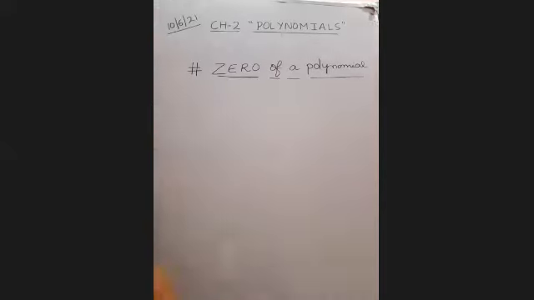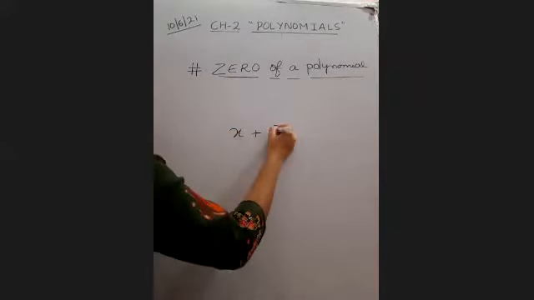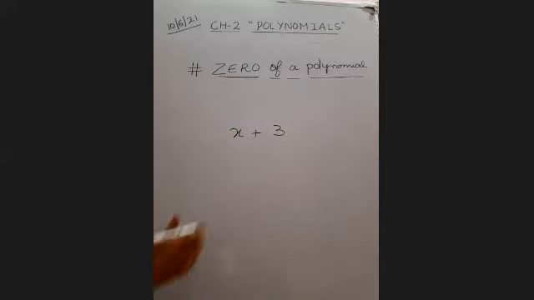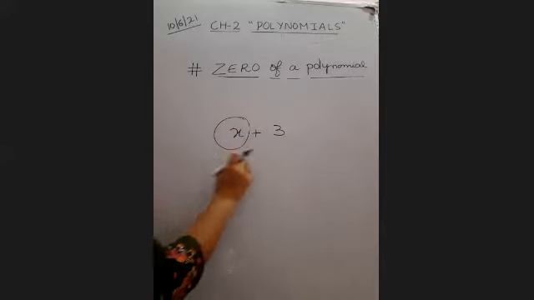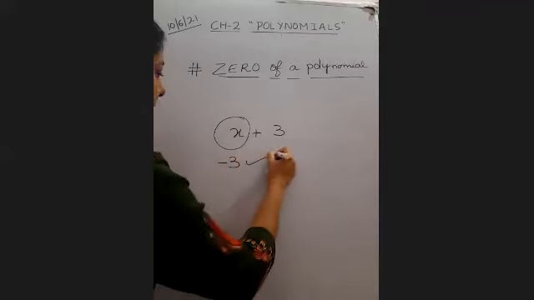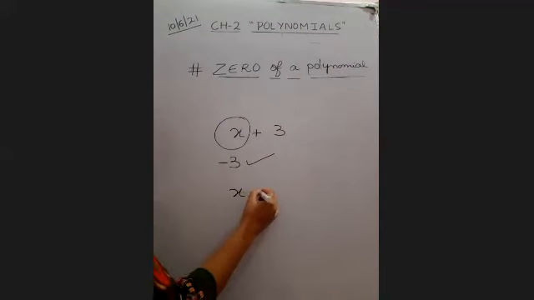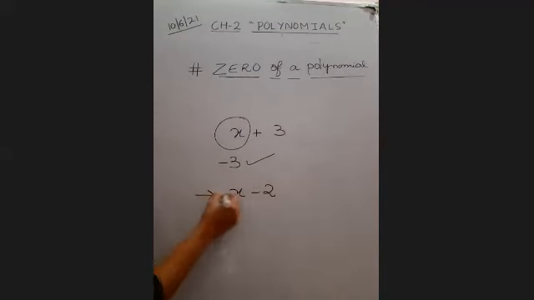For example, if I have this, can you tell me for what value of x this polynomial becomes 0? Minus 3. Is there any other value possible? No, ma'am. Now, if I have x minus 2, what is the 0 of this polynomial? 2.